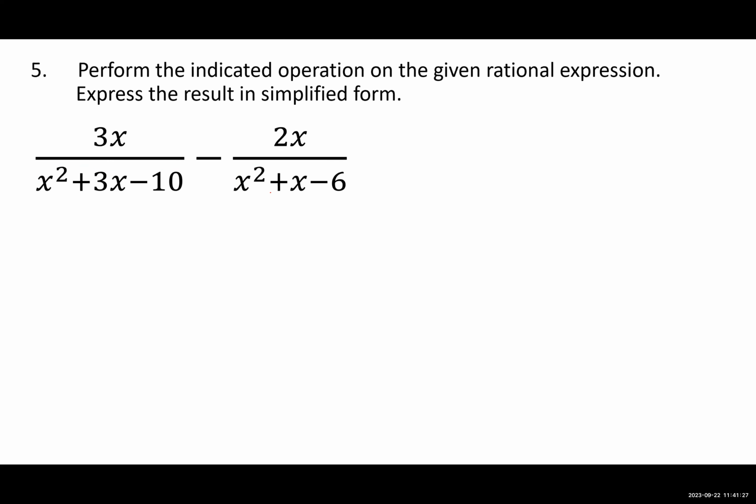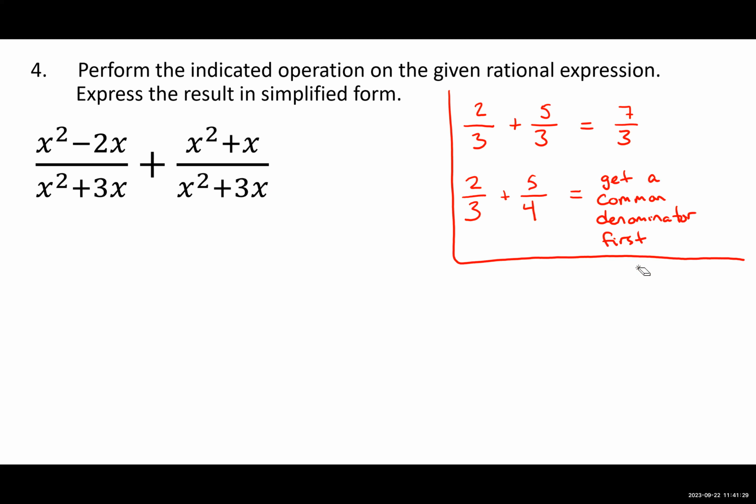We're going to have to do the same thing we always do with fractions. Get a common denominator first. It doesn't matter if it's plus or minus. That plus could have been a minus. So get a common denominator first. So number 4 is going to be the easy one.